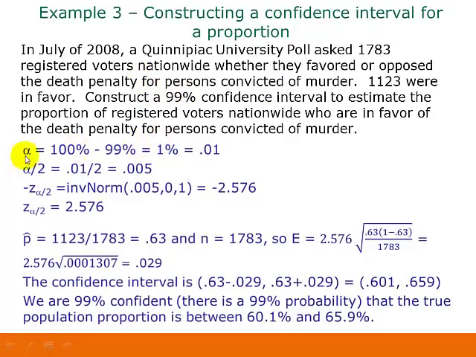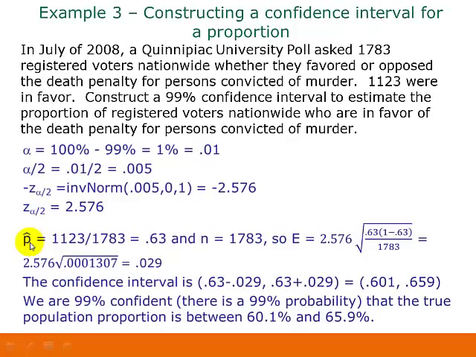So again, the first thing to do is find alpha. Alpha is 100% minus our confidence level, which would give us 1%, or 0.01. Then we divide alpha by 2, which gives us 0.005. Our negative critical value is inverse norm of 0.005, which would give us negative 2.576. So the critical value we use in the formula is 2.576.